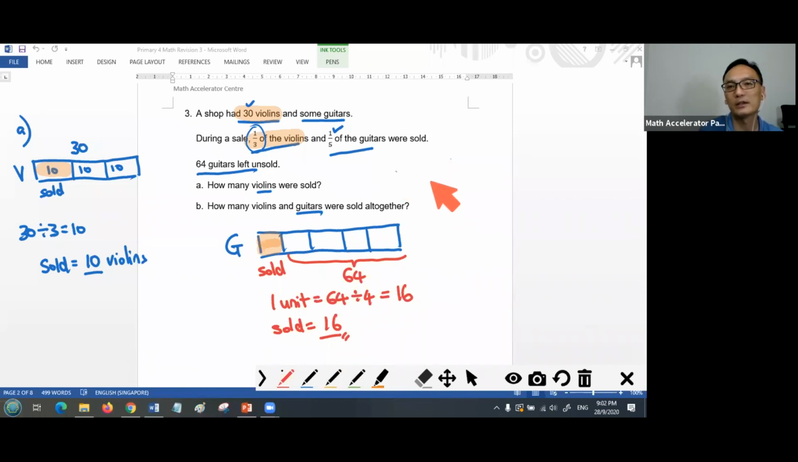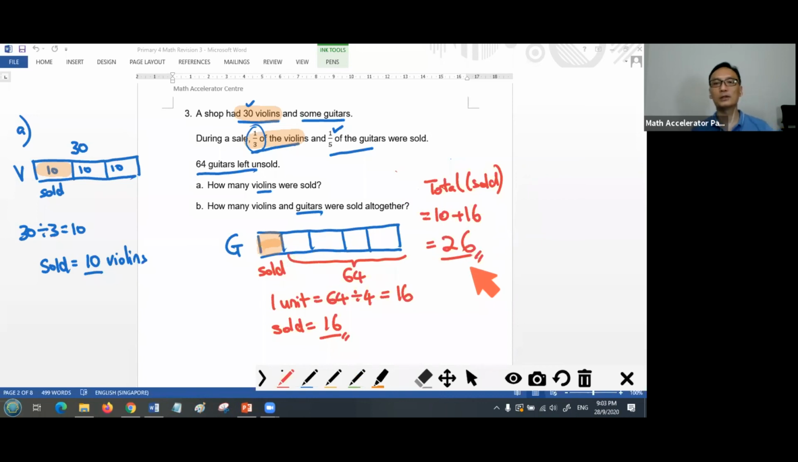Okay, I'm going to write here, total that was sold. So total that was sold, you sold 10 violins and 16 guitars. So in total, we will have 26. How many of you have 26? Okay, you can see Braden has 26. Okay, you have both answers.